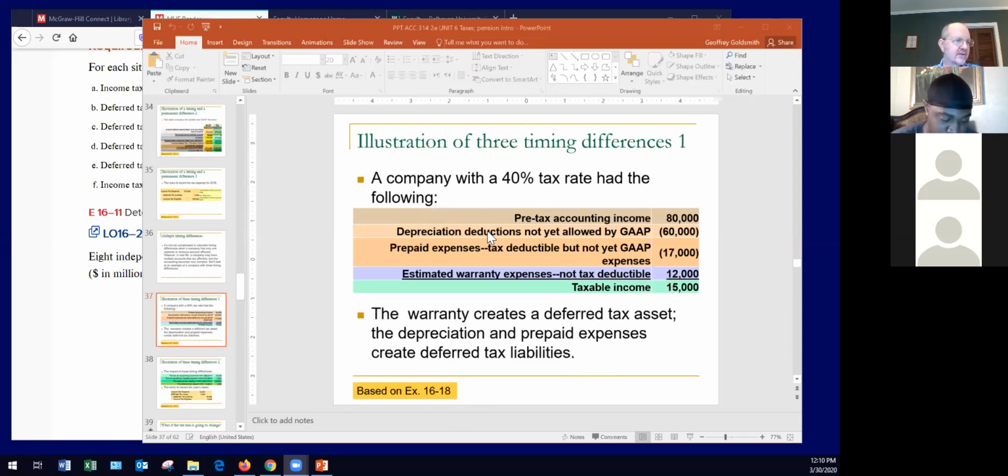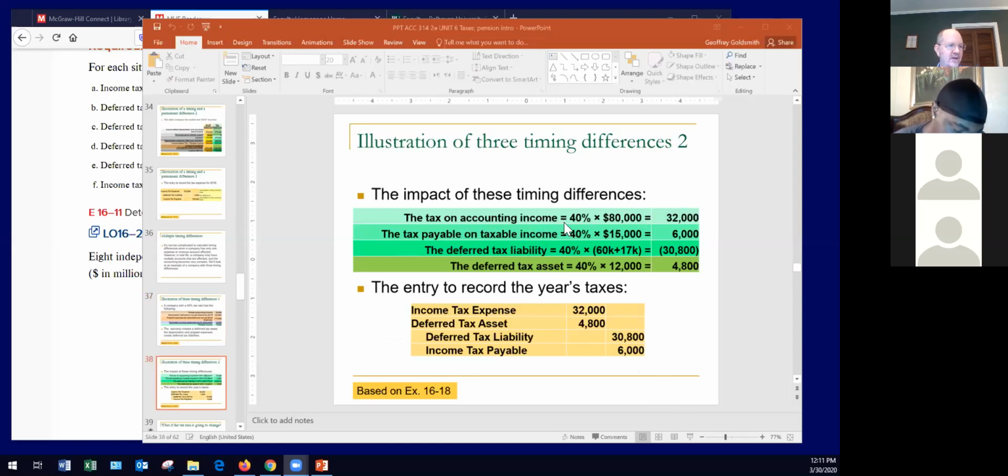Pre-tax accounting income of $80,000. They have depreciation deductions that are not yet allowed by GAAP of $60,000. Prepaid expenses that are tax deductible, but not yet GAAP expenses. So GAAP financial accounting says that if you pay for an expense in advance, it's a prepaid asset. It's not an expense until the prepaid asset is eliminated when you get the service later on. Then estimated warranty expenses are not taxable. So the warranty creates a deferred tax asset, while the depreciation and the prepaid expenses create deferred tax liabilities.